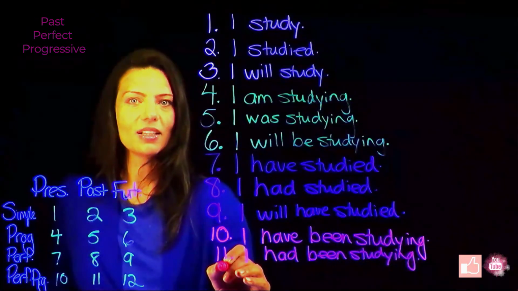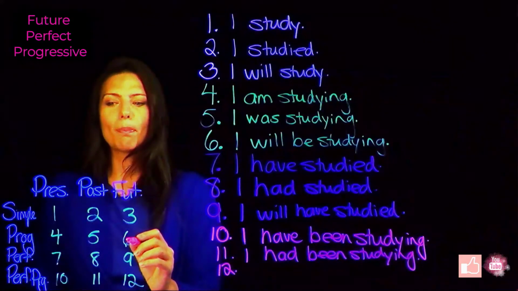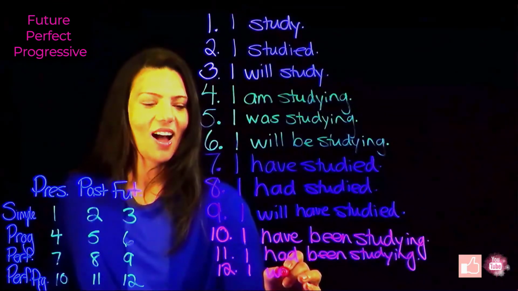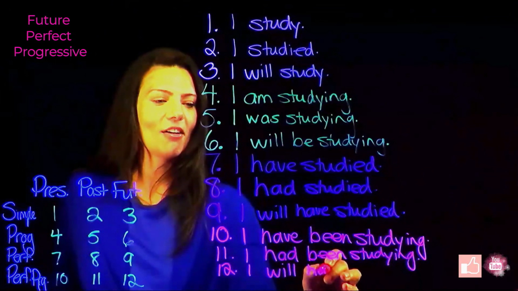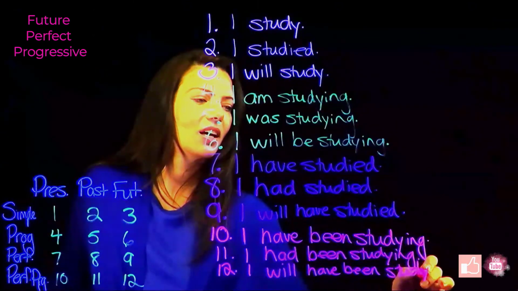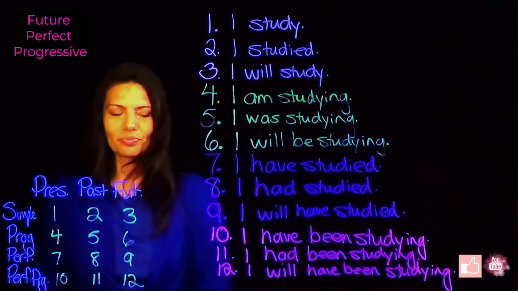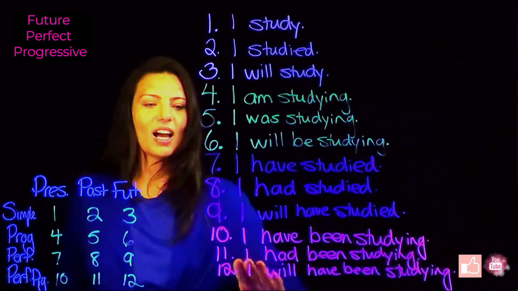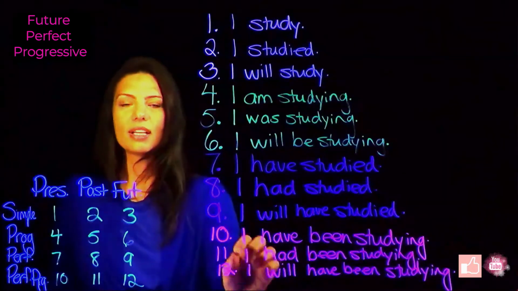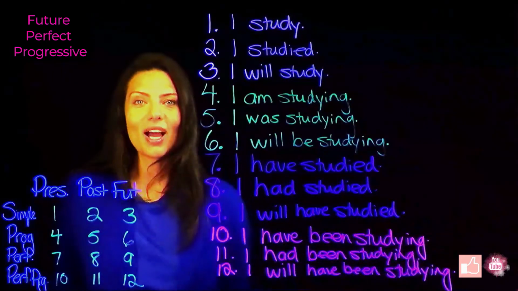And finally, number 12, the last one on the list, is the future perfect progressive. So this is a long one, I will have been studying for a long time by the time I graduate. Okay, so in this case here, again, this helping verb or the auxiliary verb will isn't changing at all. It doesn't matter if it's he, she, they, it doesn't matter. I will have been plus verb ing.